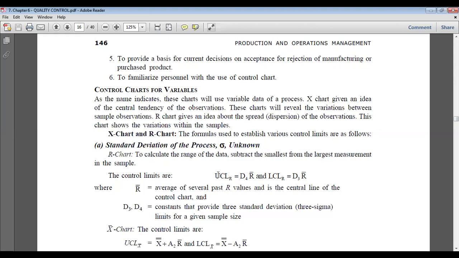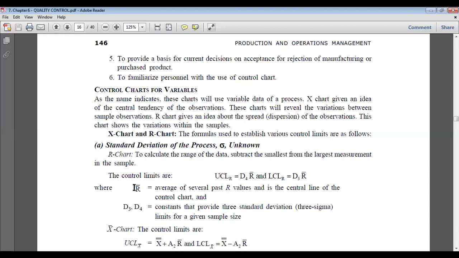First of all, we have to draw the upper control limit and lower control limit. For these, we need the average of several past R values, which is the center line of the control chart. First we have to calculate the average R value, the average range, by measuring 20 parts. So first we measure the 20 parts and then we define the range. The mean of the ranges of all the 20 parts, we define as bar R.